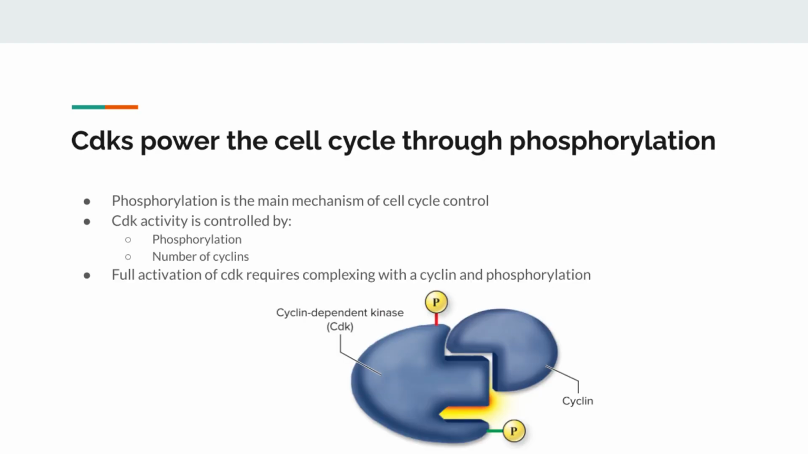As said before, the CDKs are the engine that drives the cell cycle, and they power the cell cycle through phosphorylation. Phosphorylation is going to be the main mechanism of cell cycle control. Not only that, but CDK activity itself is controlled by phosphorylation, and the activity is also determined by the number of cyclins. Full activation of the CDC2 kinase requires complexing with the cyclin and phosphorylation.